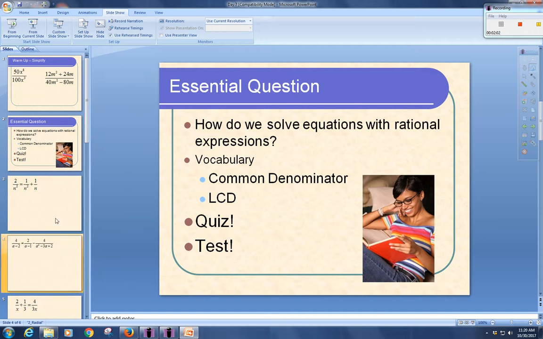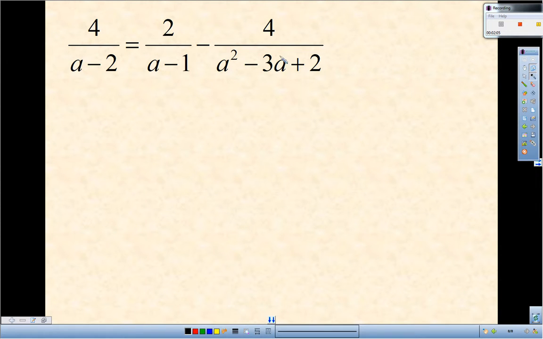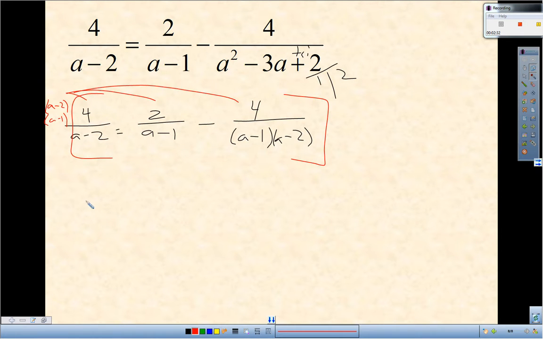Alright, let me go back to the one I skipped over. For this one, notice that my last fraction has a trinomial denominator, so let me factor that first. Factors of 2 would be 1 and 2. That would give me negative 3, so I would just factor that into, let me write it, a minus 1 times a minus 2. Now the reason why I want to show that is that it's going to be my common denominator. So I'm going to multiply times a minus 2 times a minus 1. So I'm going to multiply each of my fractions by that common denominator.